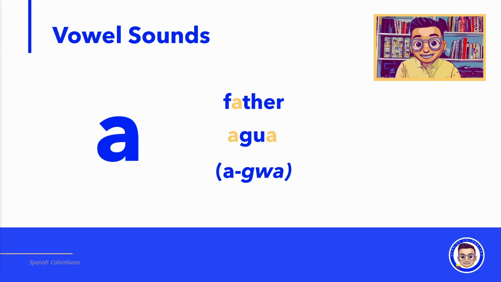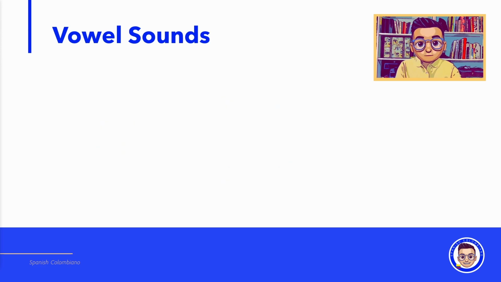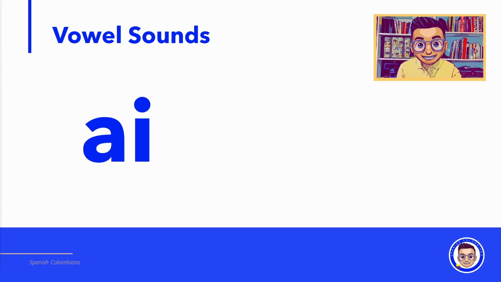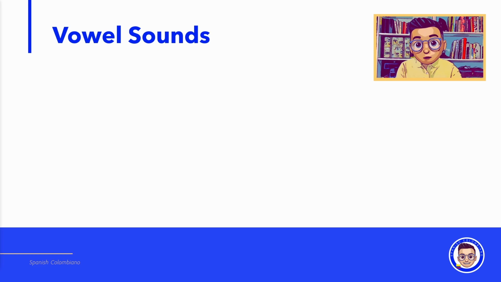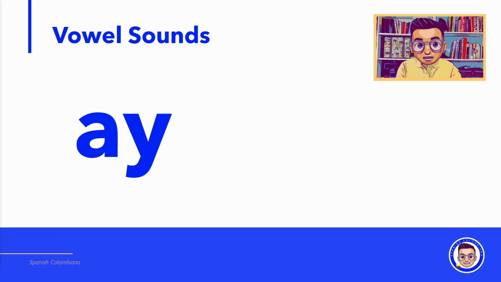Let's see the second vowel sound. I. We can find this sound in words in English like aisle, and in words in Spanish like bailar, which means dancing.